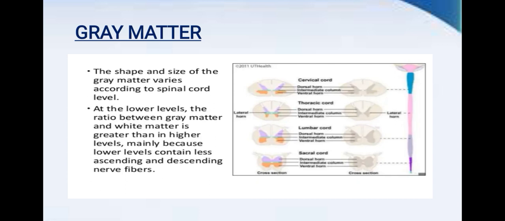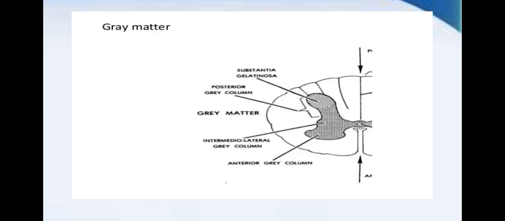Gray matter. The shape and size of the gray matter varies according to spinal cord level. At the lower levels, the ratio between gray matter and white matter is greater than at higher levels, mainly because lower levels contain fewer ascending and descending nerve fibers.